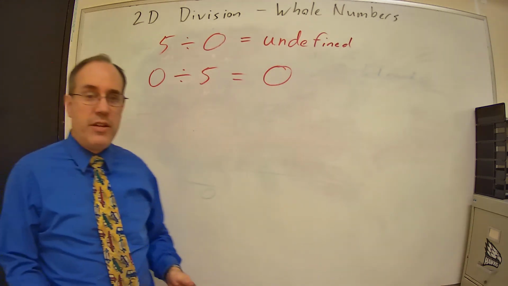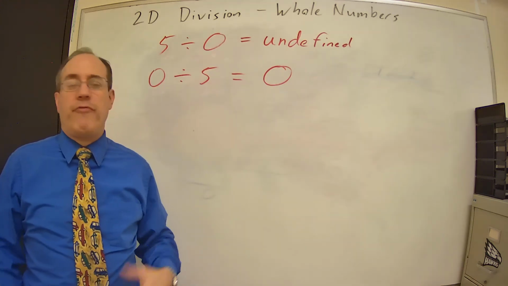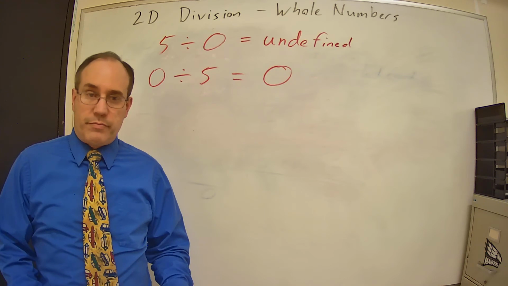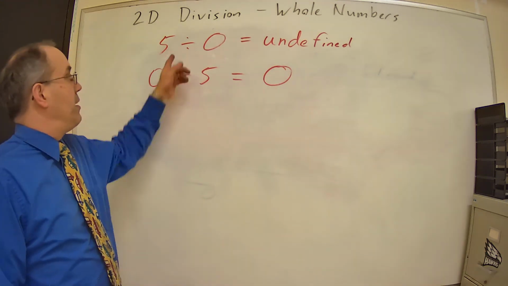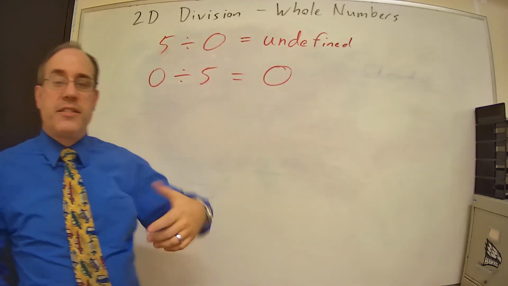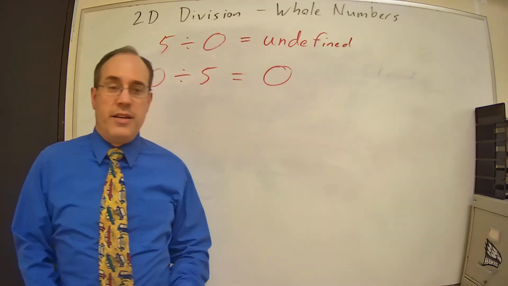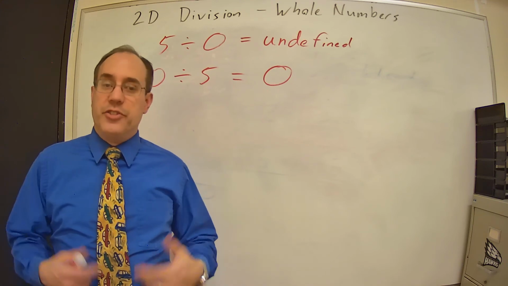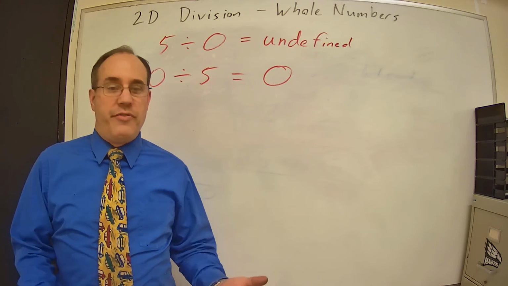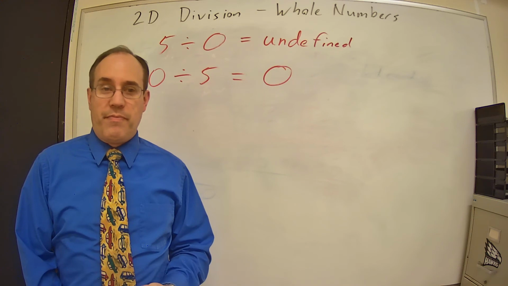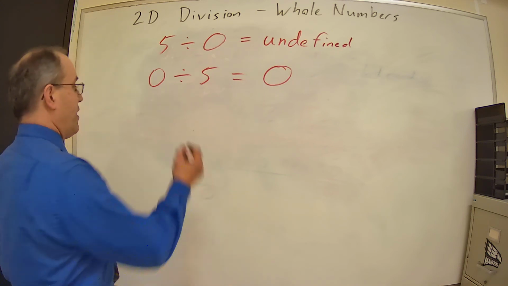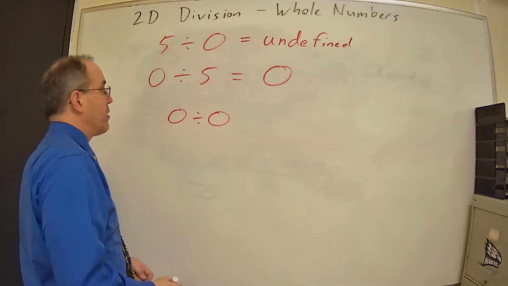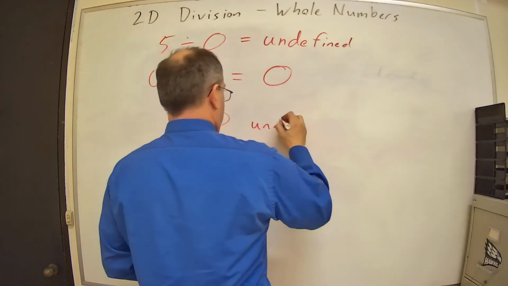0 divided by 7, 0. 0 divided by 462, 0. 0 divided by 1, 0. Any number divided by 0, undefined. 7 divided by 0, undefined. 467 divided by 0, undefined. 0 divided by 0, undefined because you can't divide by 0. So keep that in mind too. 0 divided by 0 is undefined.